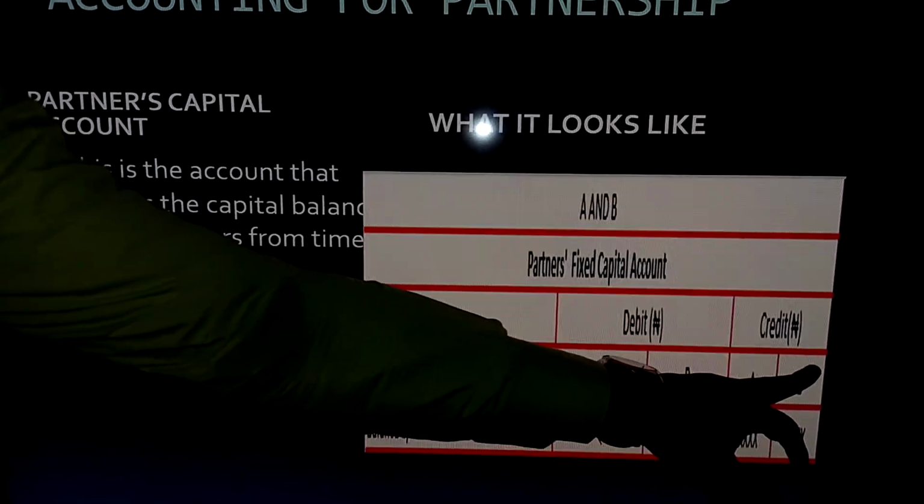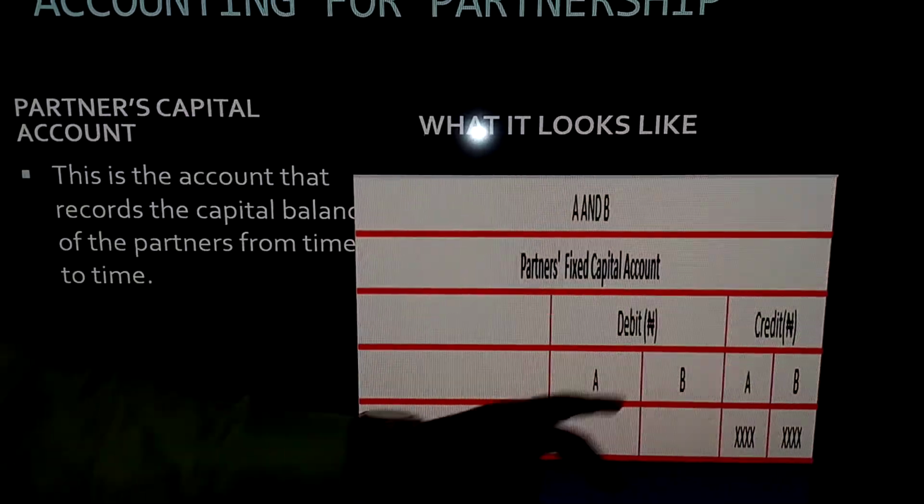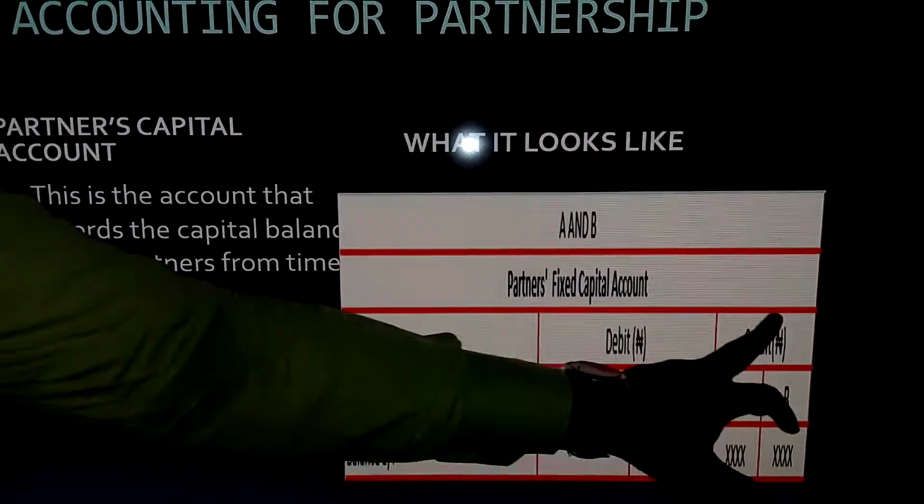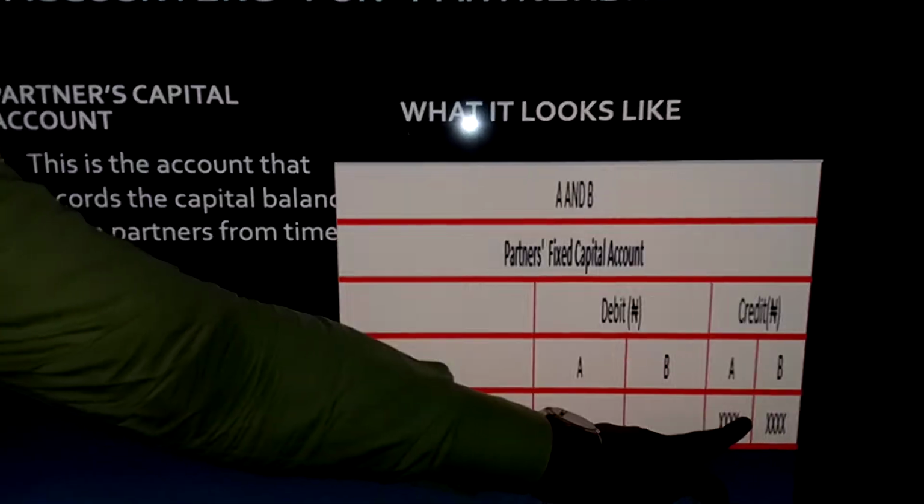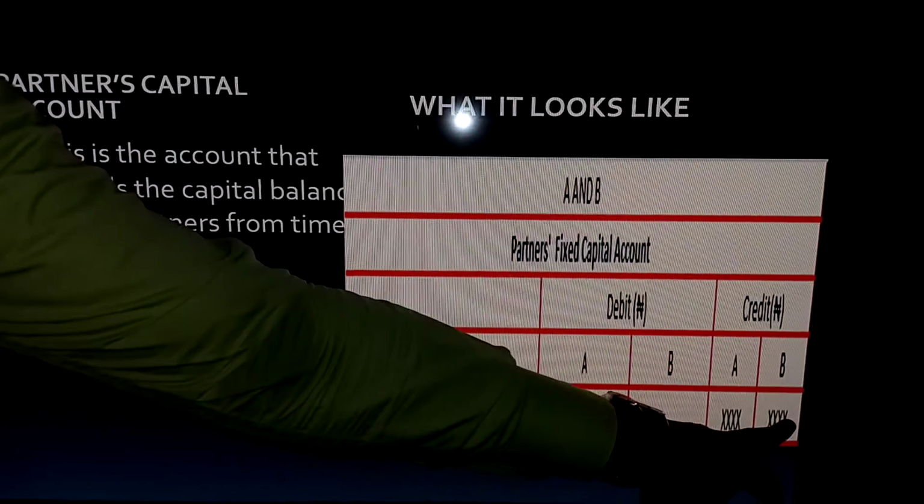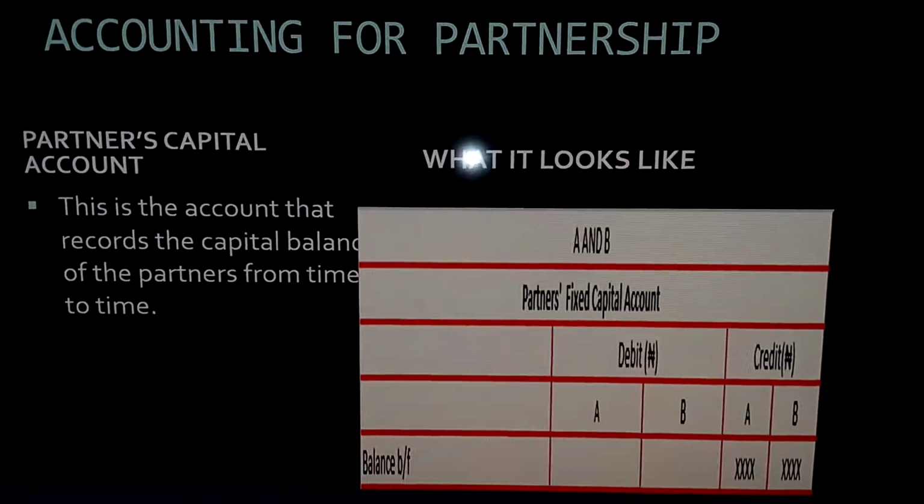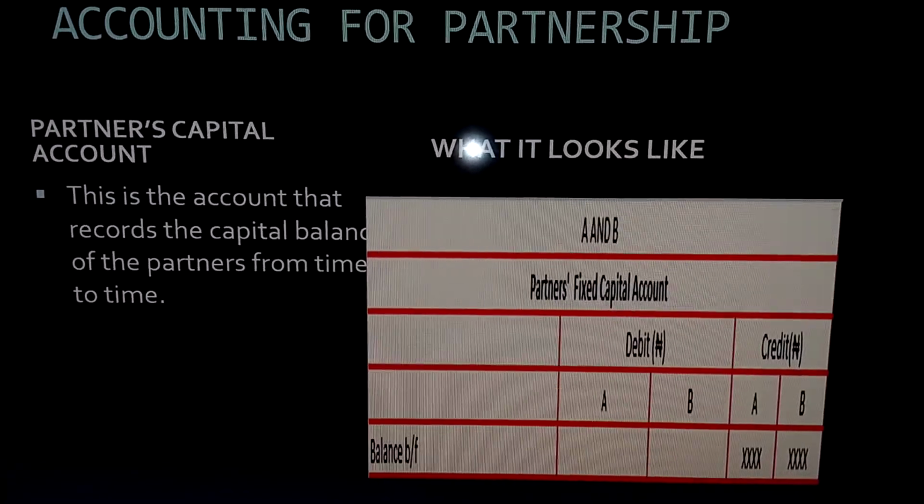So balance brought forward is here. So we have A and B. Partner A and B for credit, partner A and B for debit. So balance brought forward, we have A, B. So if A brought in 1 million, put 1 million here. If B brought in 2 million, put 2 million there. It does not change because it's a fixed capital account.